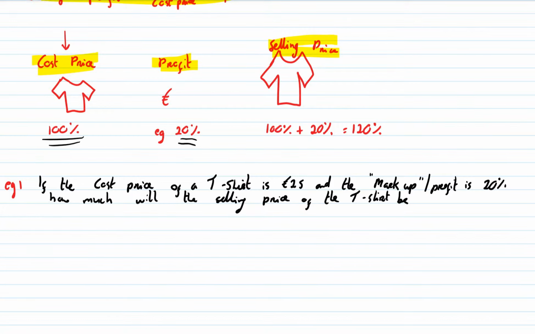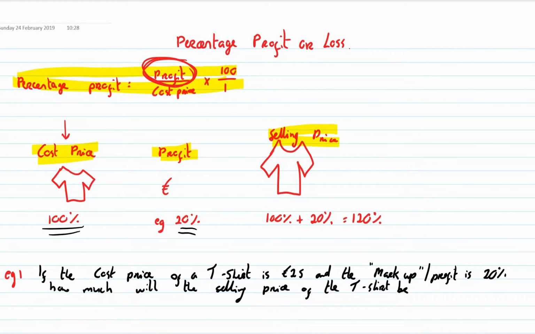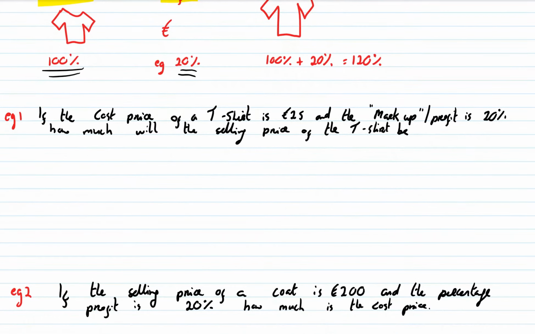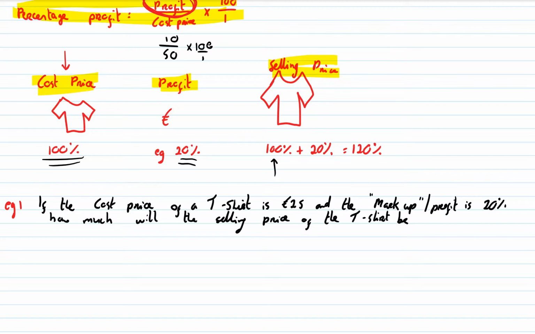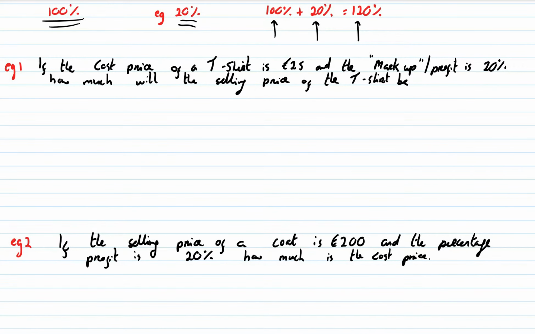The profit then is the amount that a business will choose to add on to that cost price. So for instance, they buy a jacket for 50 euros and sell it for 60. Their profit is 10 euros. Their percentage profit will be the profit, 10, over the cost price, 50, multiplied by 100 over 1. That'll get my percentage profit. Our selling price then will be the 100%, which is the cost price, plus the profit.